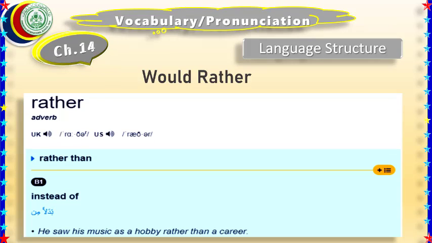Dear students, in this lesson our language structure will be would rather. Would rather. What does it mean? Rather means instead of. Rather means instead of. And we shall focus on language structure containing would, containing rather in our today's lesson. In this chapter, our focus will be would rather.